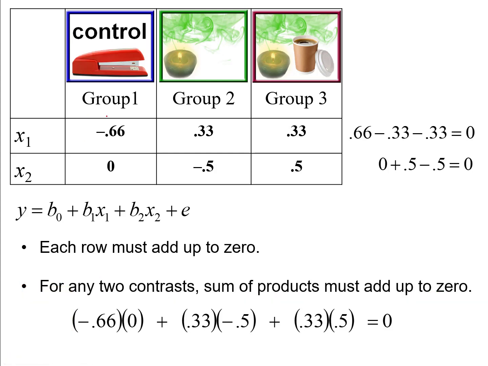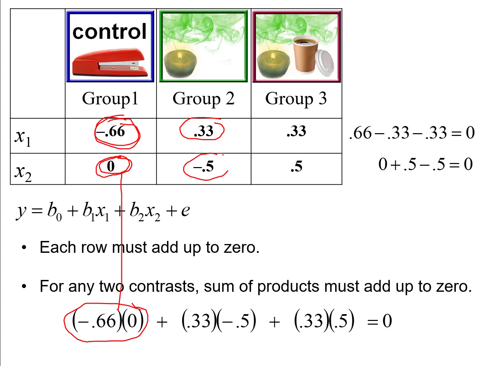So for example, if you look at people in group 1, we have a score of negative 0.66 for our first contrast and 0 for the second contrast. If we take negative 0.66 times 0, that's actually going to equal 0, but I'm going to put that right down here, negative 0.66 times 0. And then for group 2, the product of their two contrasts will be 0.33 times negative 0.5. So the product of those two values, put that right here. And then for group 3, the product of these two values, 0.33 times 0.5, and put that right there.